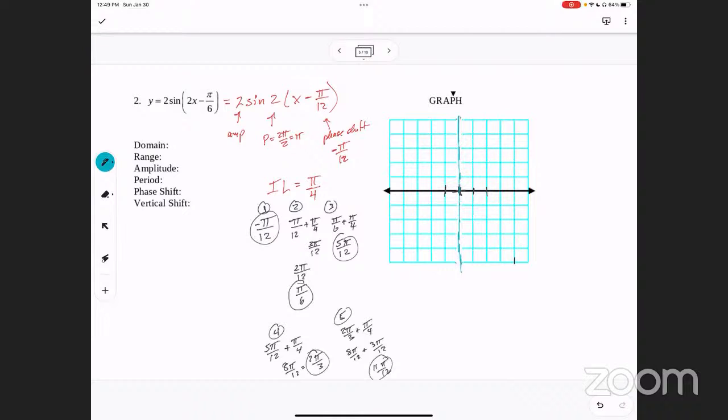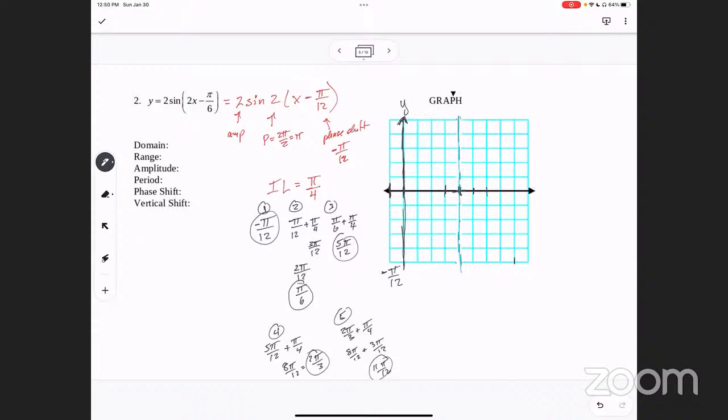Okay. So we'll do it like this. This all the way over here is going to be negative pi over 12. So then every three spaces is going to be, so there's 0. So this is my axis right here. There's my y-axis. Okay, so that's negative pi over 12 right here.